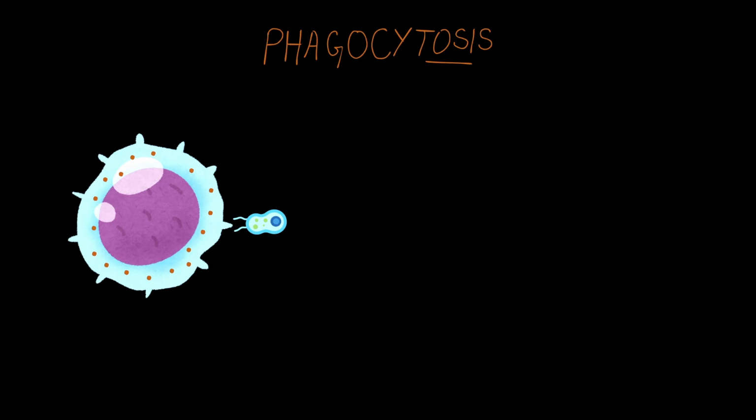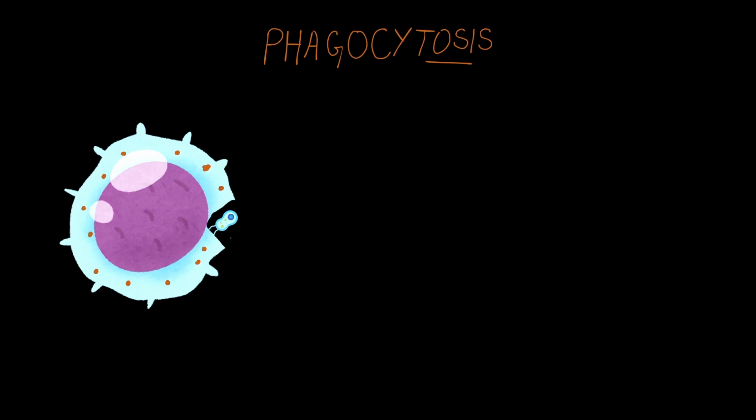The first step is recognition or detection, in which the phagocytes recognize targets via surface receptors known as TLRs or toll-like receptors, which bind to pathogen-associated molecular patterns, PAMPs. The cell membrane forms pseudopodia, which are temporary cytoplasmic arms around the target particle supported by the cytoskeleton, and the pathogen is engulfed into the cell.